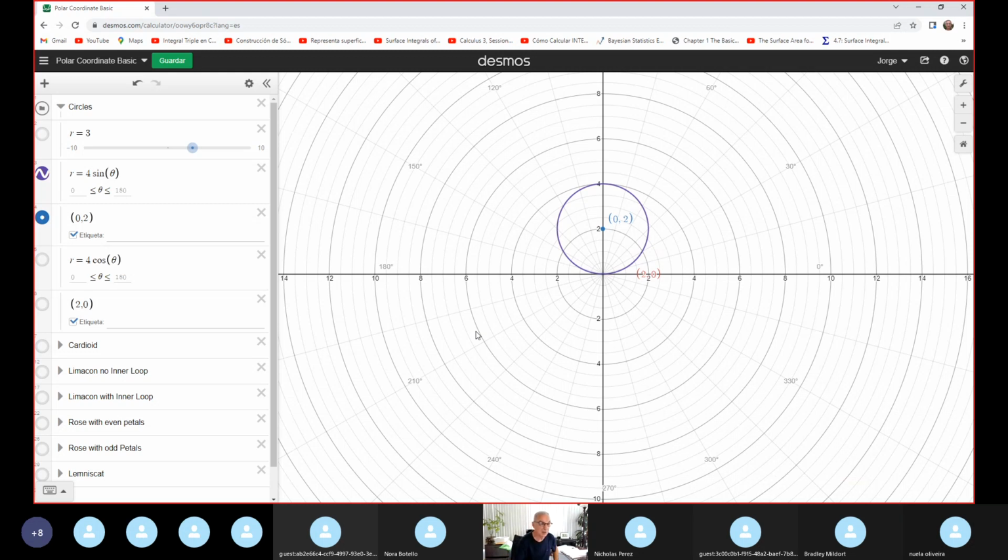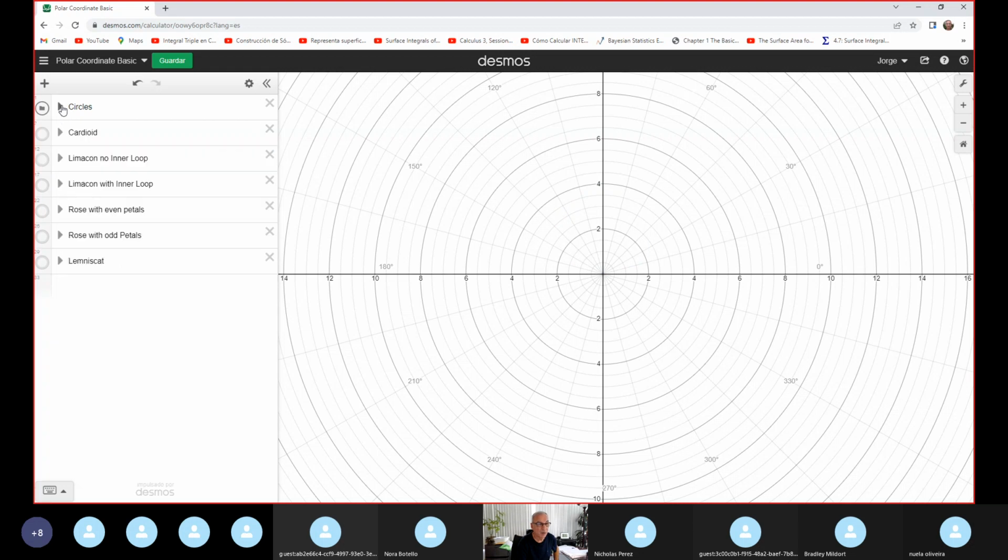We have 3 kinds. Repetition again. We have the circle with the center at the origin, r equals a constant. The circle with the center located on the x-axis, which is cosine, and the circle located on the y-axis, which is sine. Boom. Got it. And we finish circles. End of the story.